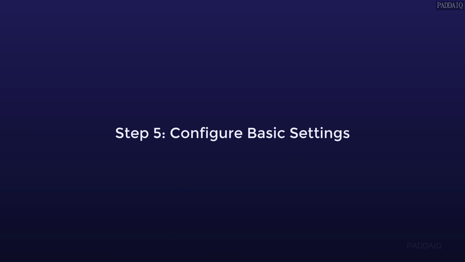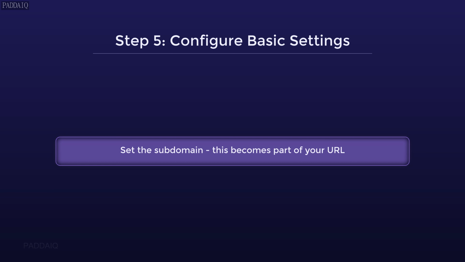Step 5. Configure the basic settings. Set the subdomain. This becomes part of your URL. This means you choose a unique name that will be included in your account's web address. For example, if your company is Best Bikes, your subdomain could be bestbikes, making your URL bestbikes.authentication.eu10.hana.ondemand.com. This step ensures your account has a distinct and accessible online location.